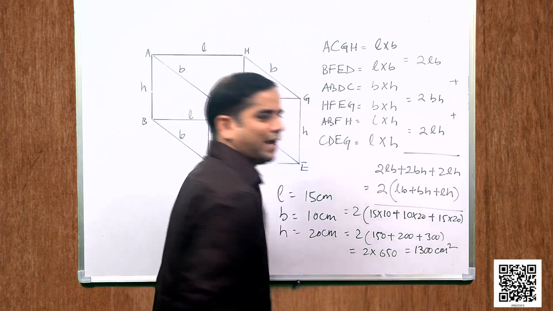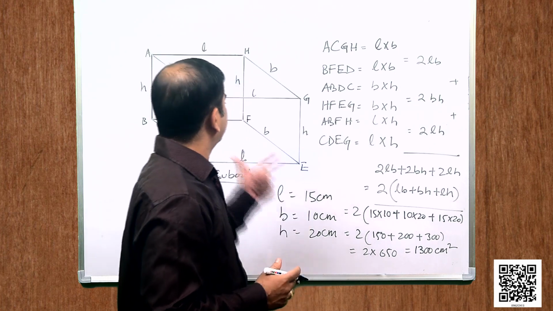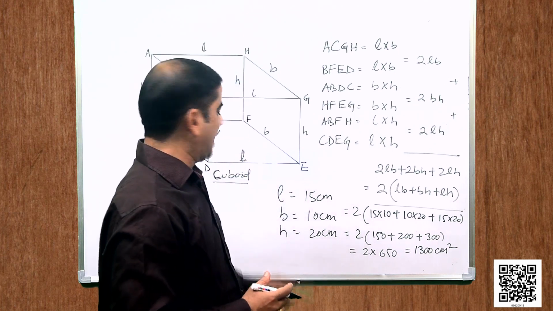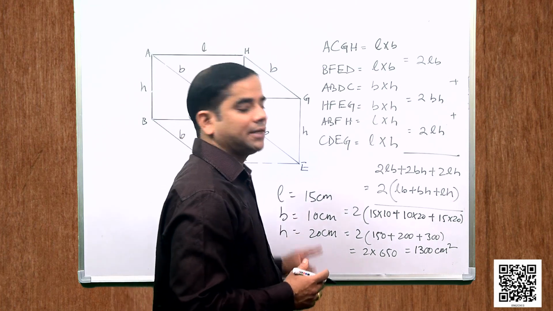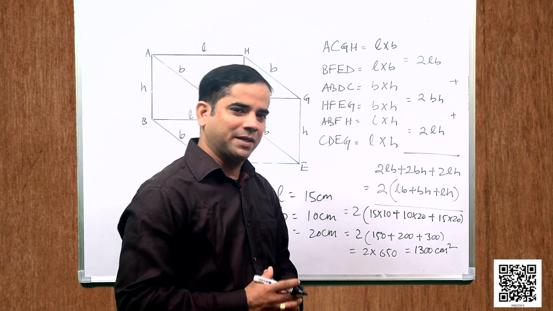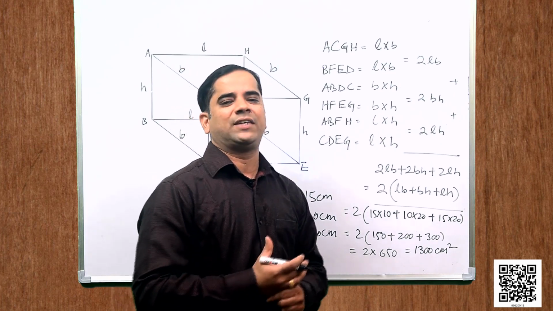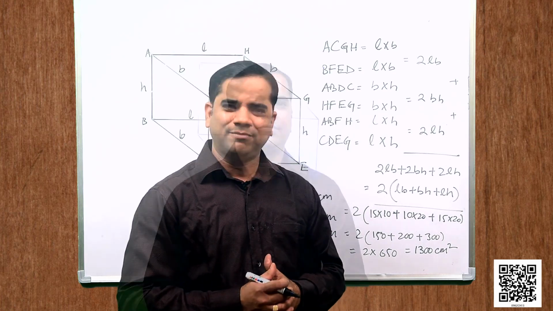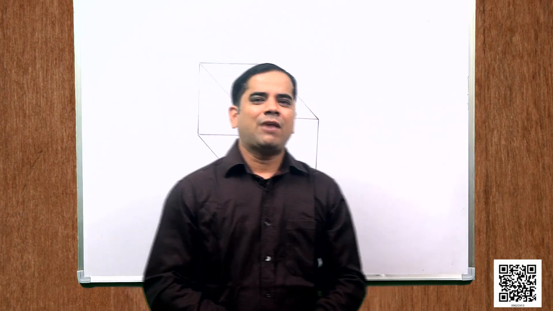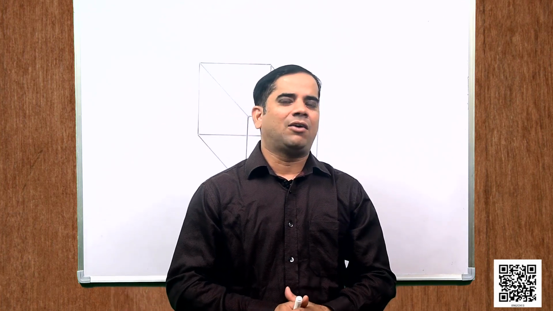centimeter square. So, 1300 centimeter square is the total surface area of a cuboid having length, breadth, height as 15 centimeter, 10 centimeter and 20 centimeter respectively. Okay? In this way, we can find out the total surface area or the surface area of a cuboid. Okay? Students, we have found out the formula to find the surface area of a cuboid.